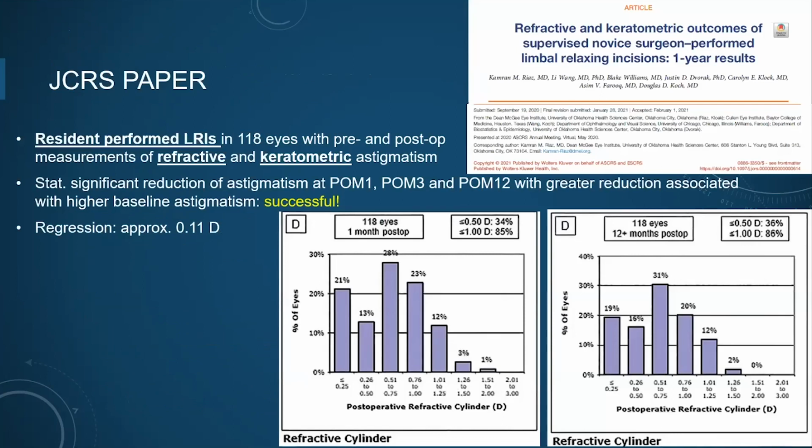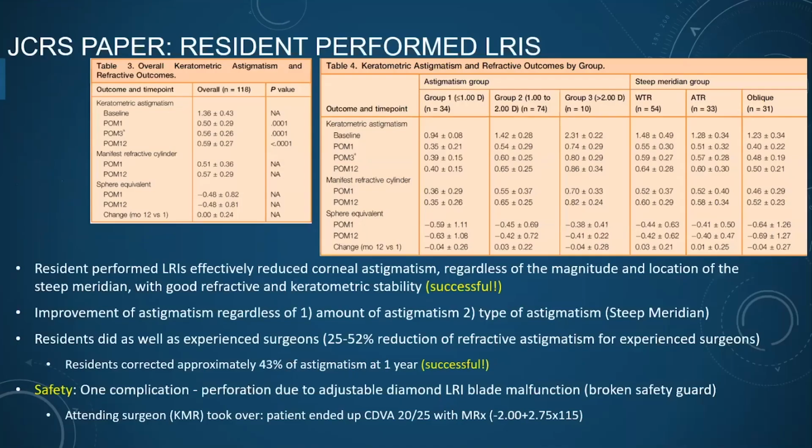This is a paper that we did, which reported resident-performed LRIs in 118 eyes, and we actually measured both the refractive and the postoperative keratometric astigmatism. Basically what we found, for at least 1 year, at 1 month, 3 months, and 12 months, was that the resident-performed LRIs were very successful, with reduced astigmatism in all of these eyes at all of these different time points. There was some regression, but it was really about 0.11 diopters, which is not even a quarter diopter of regression. So in other words, residents did a pretty darn good job at correcting astigmatism. Certainly experienced surgeons can do a much better job.